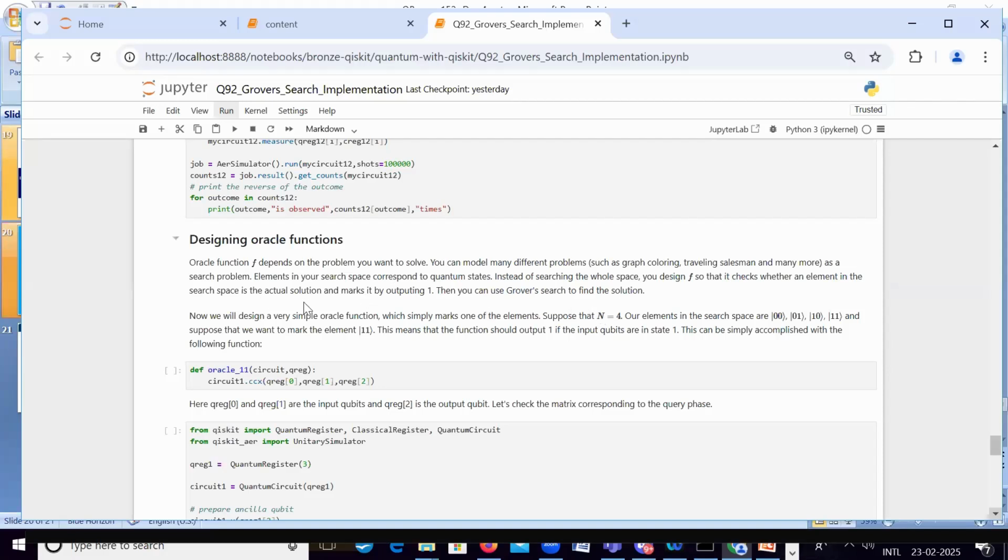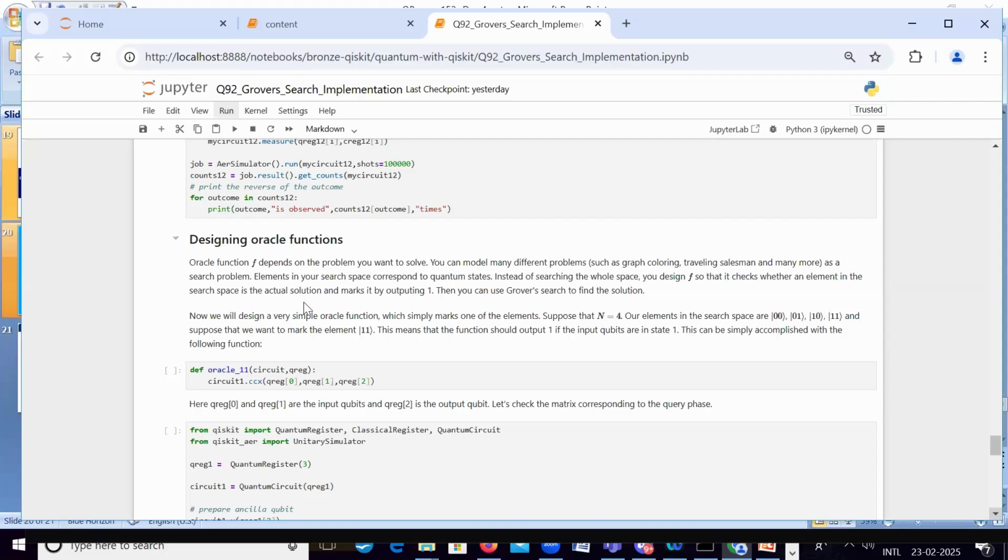In solving that, elements in the search space correspond to quantum states. That is the main working, and that's why it is much faster. Instead of searching the whole space, you may design the function f so that it checks whether the element in the search space is an actual solution and marks it with an output of 1. And that's already been done. Nothing to write in this statement, just to give the function we created earlier.